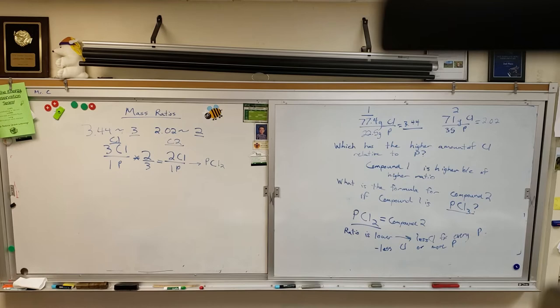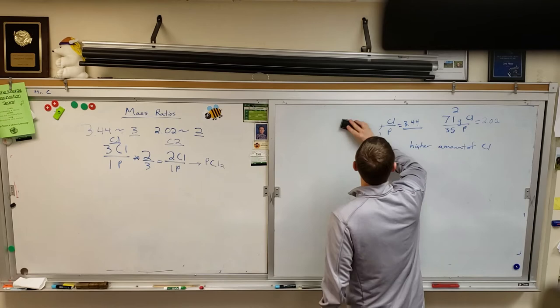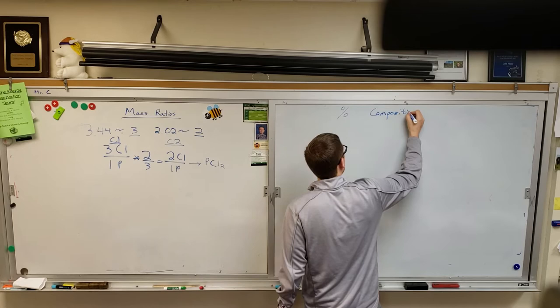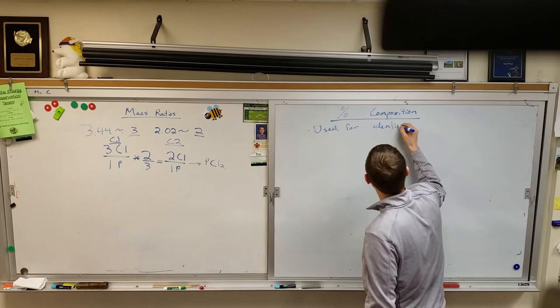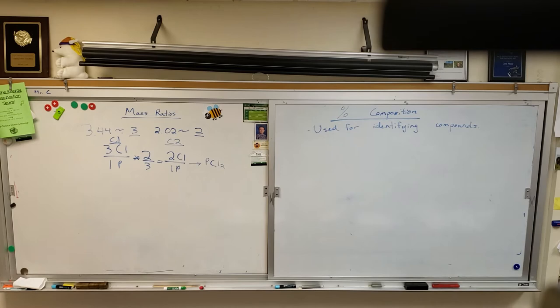The next thing we're going to write down is percent composition, because that's used for different things. Percent composition is used for identifying compounds. Slightly different, meaning that compounds have like a chemical signature. And if you know the percent composition, you've got a good idea of what that chemical is going to be.